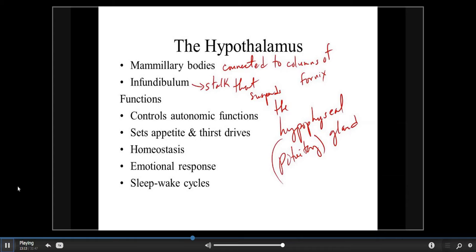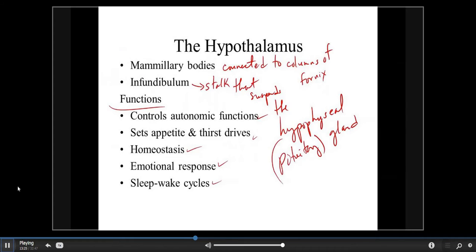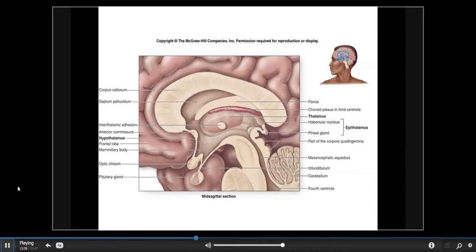Here are the functions of the hypothalamus. Controls autonomic function, sets appetite and thirst drive, your homeostasis, emotional response, and your sleep and wake cycles. So, looking at the area of the hypothalamus here, and here's the so-called infundibulum, little stalk. Here's the fornix. Now in this cut you can't really see it, but I'll just draw it in here. The fornix has the so-called columns that connect to the mammillary bodies here.